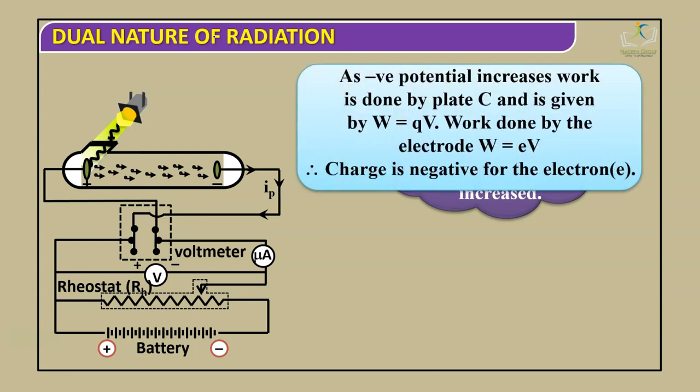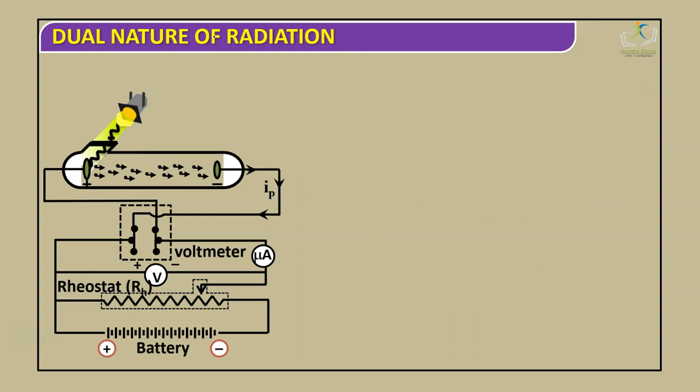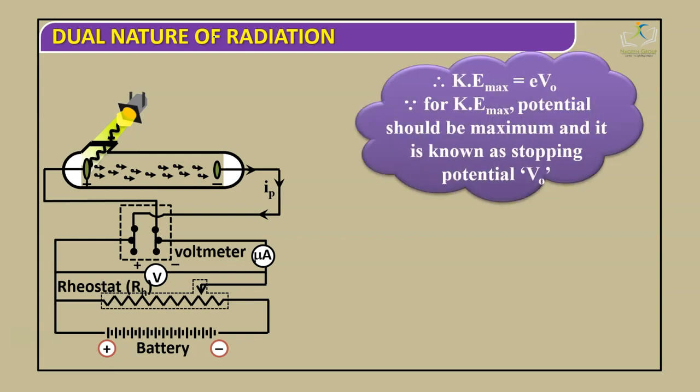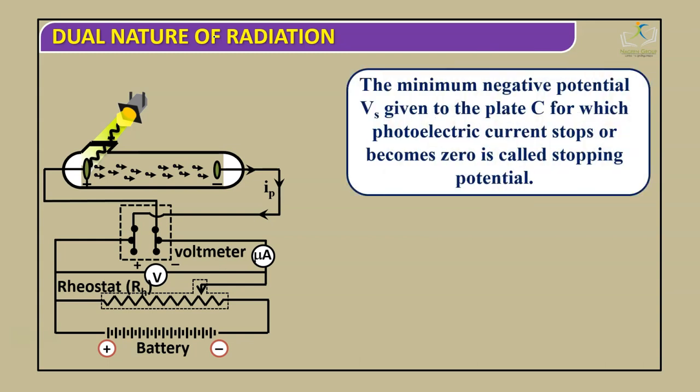As the negative potential increases, the work done by the plate C, given by work W equals Q V. Work done by the electrodes W equals eV, electron volt. Charge is negative for electrons. It increases till it equals the kinetic energy. Kinetic energy equals eV naught. For maximum kinetic energy, the potential should be maximum and it is known as the stopping potential V naught.